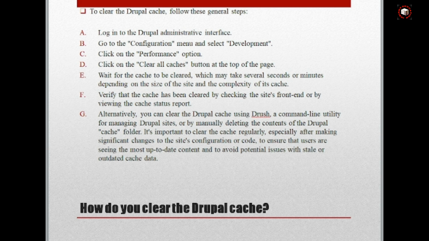Alternatively, you can clear the Drupal cache using Drush, a command line utility for managing Drupal sites, or by manually deleting the contents of the Drupal cache folder. It is important to clear the cache regularly, especially after making significant changes to the site configuration or code, to ensure that users are seeing the most up-to-date content and to avoid potential issues with stale or outdated cache data.